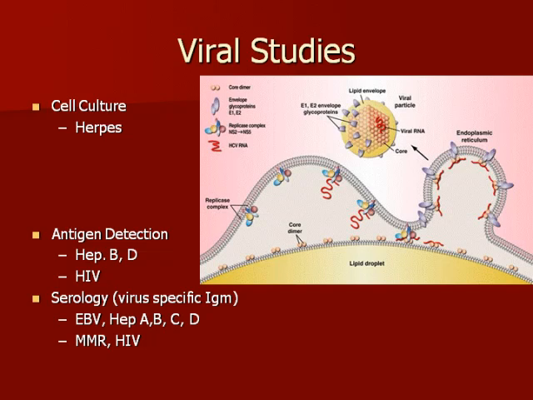Viral studies, if somebody comes in and you think they have oral or genital herpes, you can do a Tzanck smear. But if it looks like herpes, it acts like herpes, and the person says they're burning, and this is not their first episode, and they can tell you what it looks like, you don't really have to culture it. We do culture for hepatitis B, all the hepatitis, HIV, and the whole panel of hepatitis.